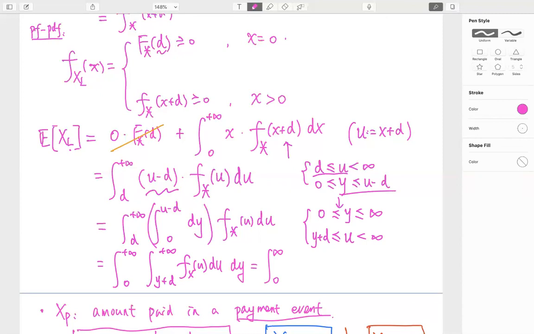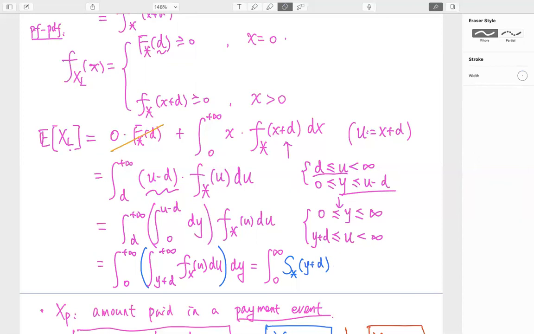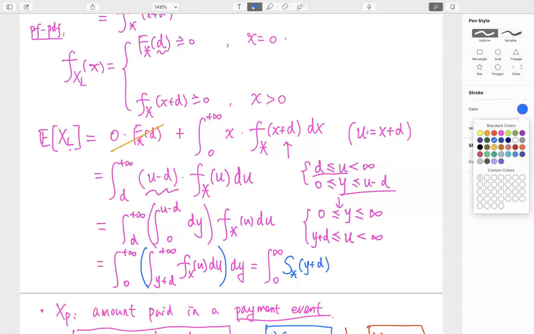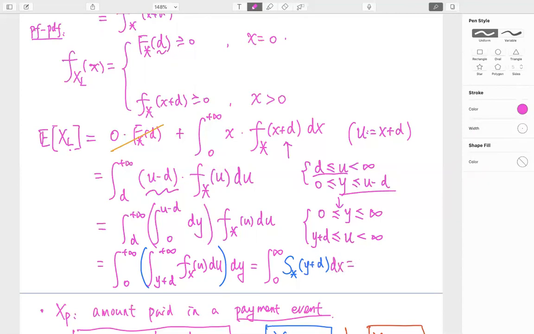So the inside part will be S_X(y plus d) dy, right? So let me change back to the pink color. So I can do dy or dx. I can do one more change of variable to replace y plus d. So finally, it will be d to positive infinity of S_X(x) dx. So basically, I use x to replace y plus d.